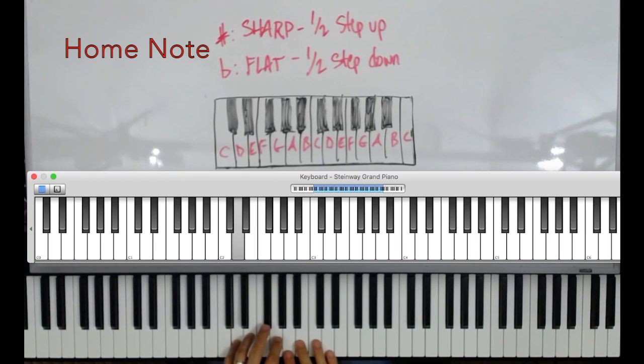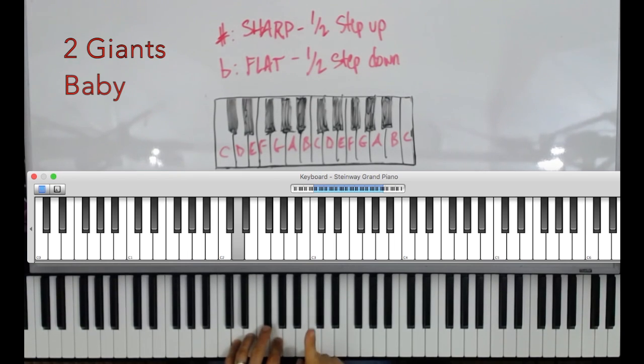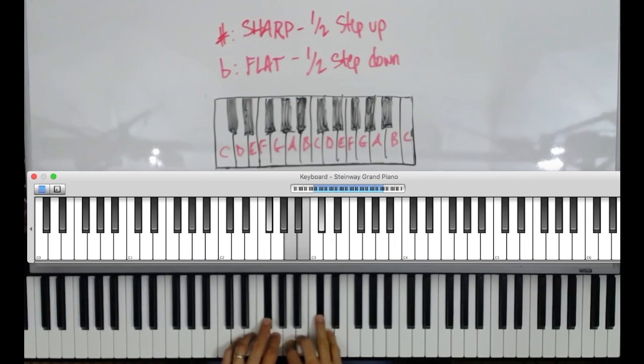Home note. 2 giants and a baby. Now think the whole tone scale exercise that we did. Here it comes. Giant, giant. Skip the F, right? Then baby. Let's do that again. Home note, 2 giants and a baby. Giant, giant, baby. Got it? Now 3 giants and a baby. Giant, giant, giant, baby. What does that give us? It gives us 2 of the black notes now that we don't know what their names are.